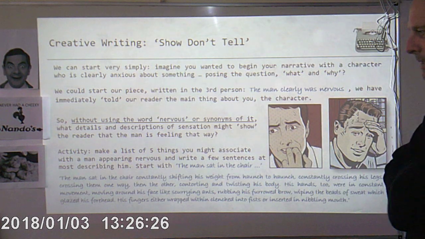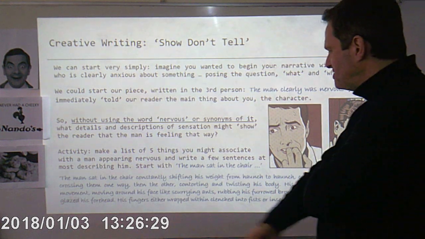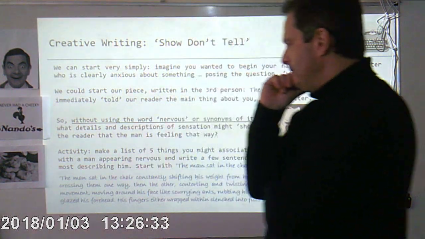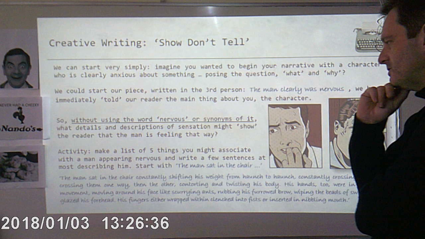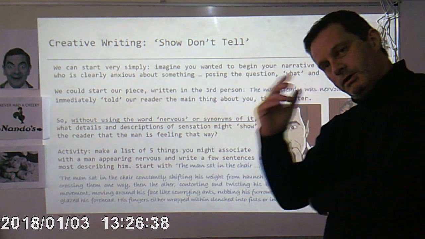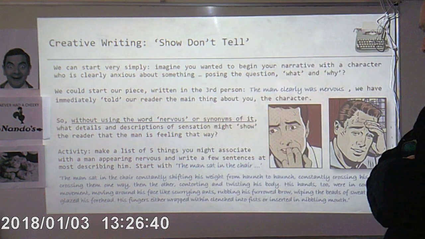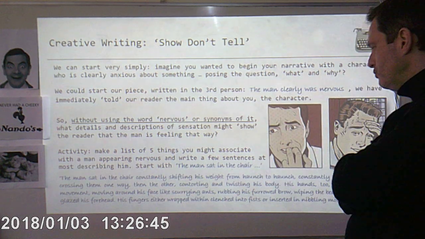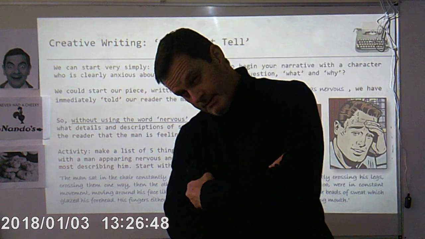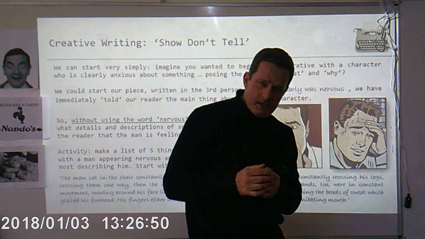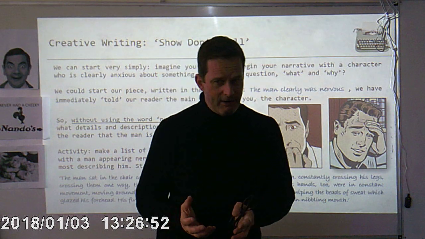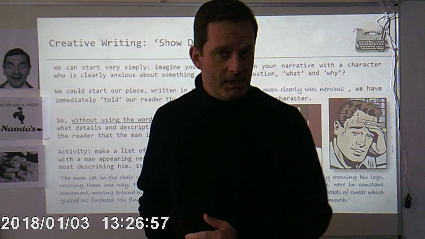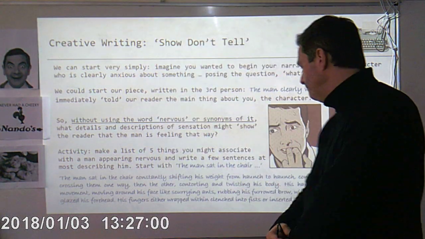I've simply written at the bottom, the man sat in the chair. So we're starting off with the man sat in the chair. That's what you can start yours off with. The man sat in the chair, constantly shifting his weight from haunch to haunch, constantly crossing his legs, crossing them one way, then the other, contorting and twisting his body. Now I've got that observation of someone sitting there doing that, agitated, moving around, crossing their legs one way, crossing them another, twisting their body. We might get a sense of nervousness, but I haven't actually used that word at all.